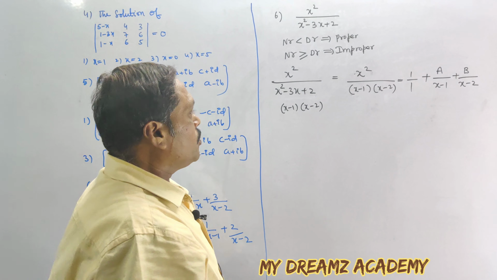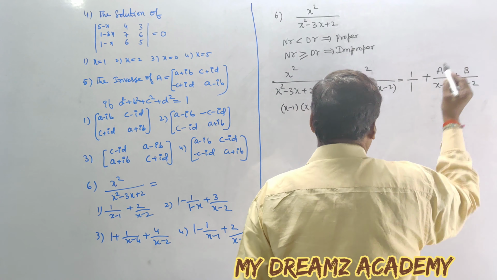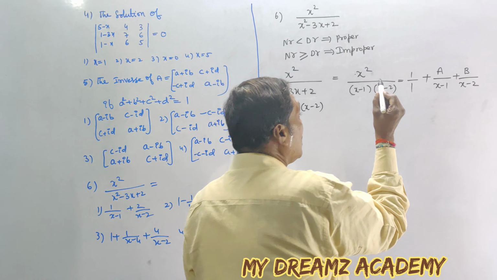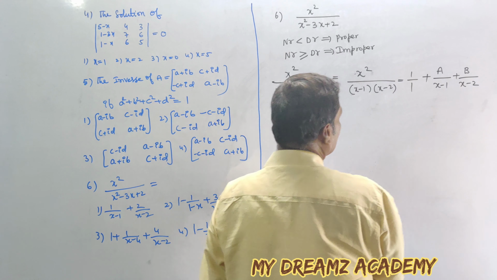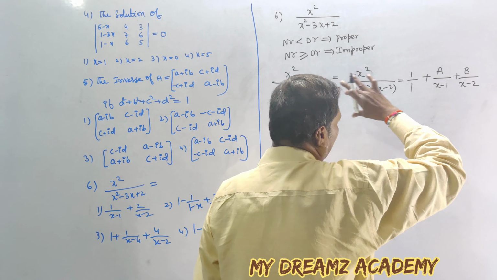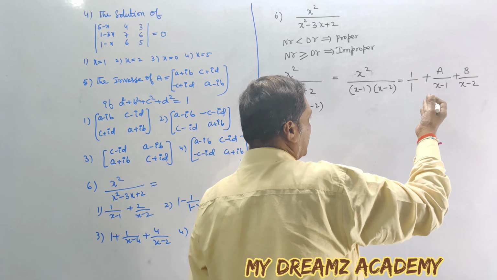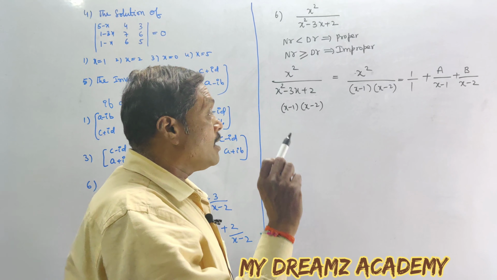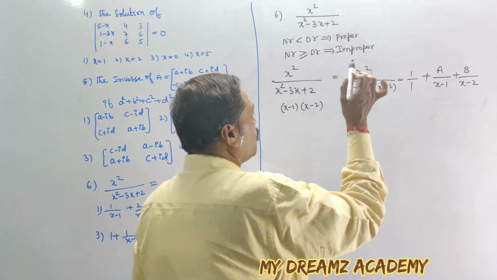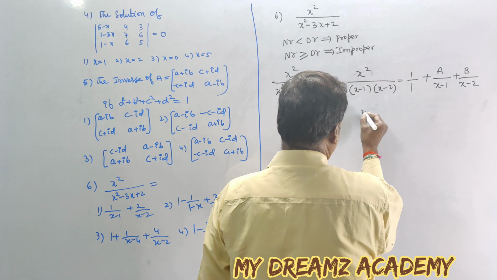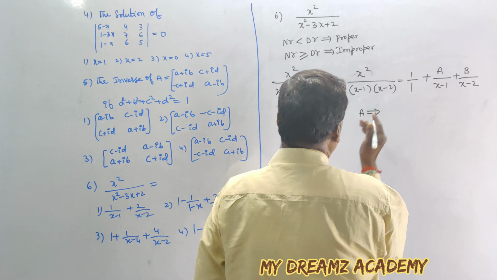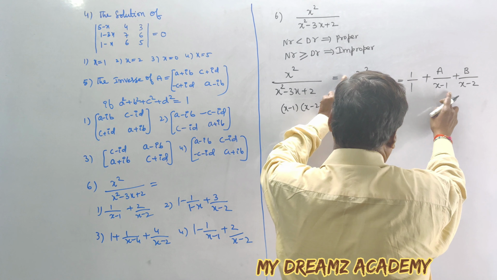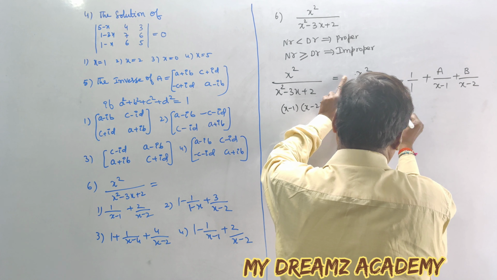Okay. Now you can find a and b values using one simple method. I will give you one shortcut method. Actually, by taking LCM and equating the x square term, x term, or substitution of x equal to 1, x equal to 2. Instead of that, see the shortcut method for this. To find the a value, substitute x is equal to 1.